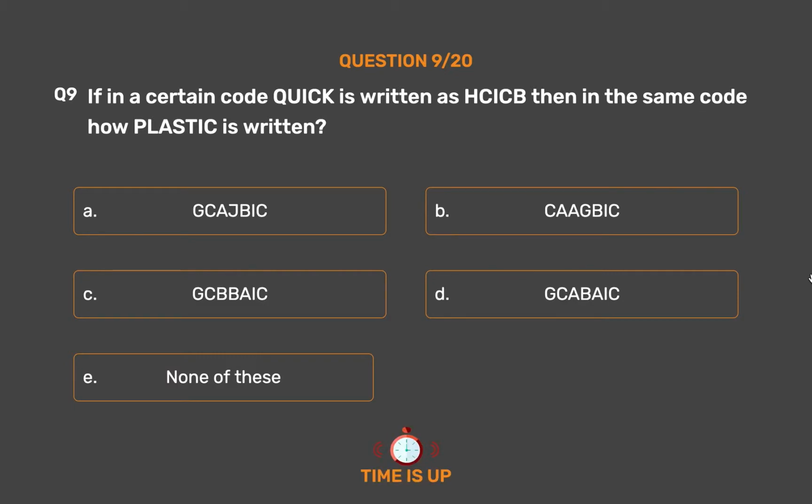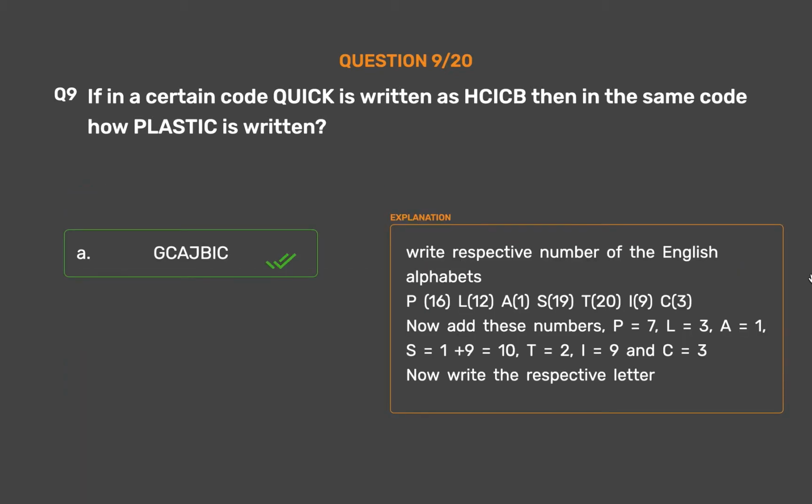The correct answer is Option A. GCUZBEK. Write the respective numbers of the English alphabets: P, 16; L, 12; A, 1; S, 19; T, 20; I, 9; C, 3. Now add these numbers. P equals 7, L equals 3, A equals 1, S equals 1 plus 9 equals 10, T equals 2, I equals 9 and C equals 3. Now write the respective letters.